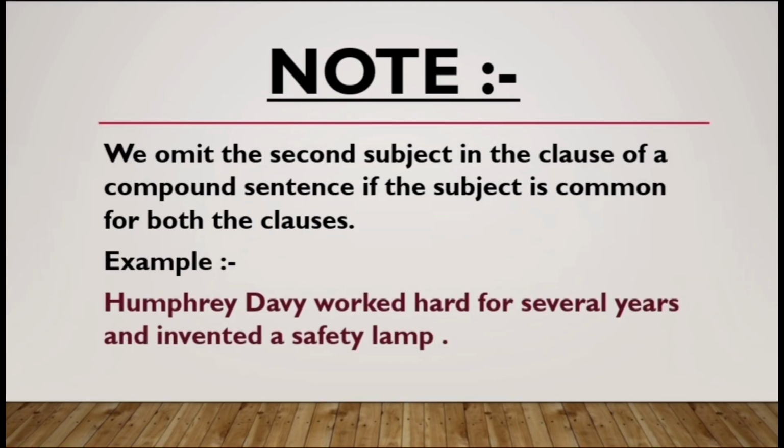Students, the point to be noted while recognizing a compound sentence is it should have a coordinating conjunction and two or more independent clauses. The clauses should be independent in nature. We omit the second subject in the clause of a compound sentence if the subject is common for both the clauses. If a compound sentence is made up of two clauses and the subject of the second clause is the same as the subject of the first clause, meaning it has a common subject, then the second subject is omitted most of the times. If you see this sentence, you will be able to recognize it easily.